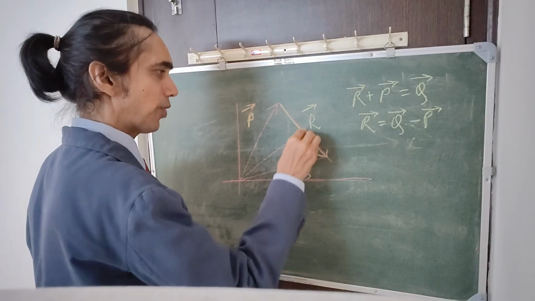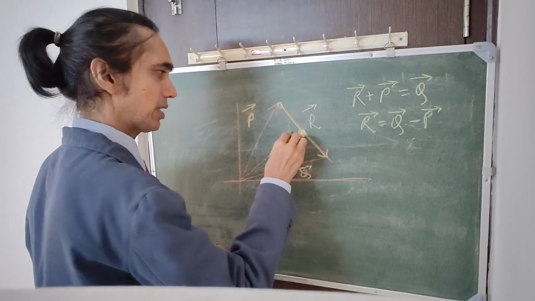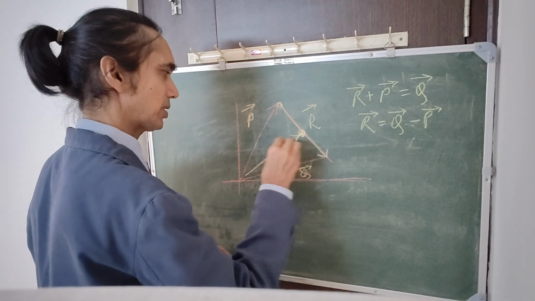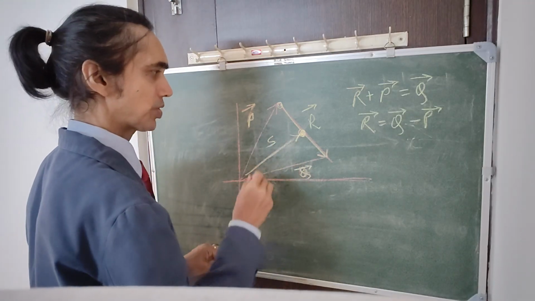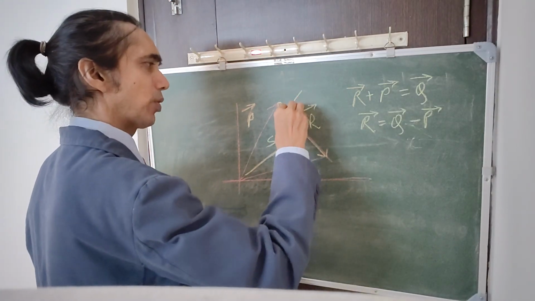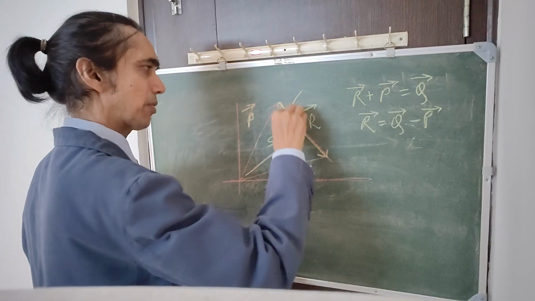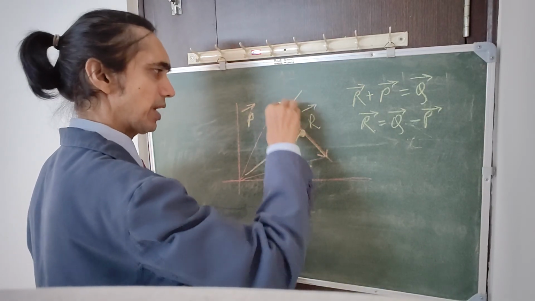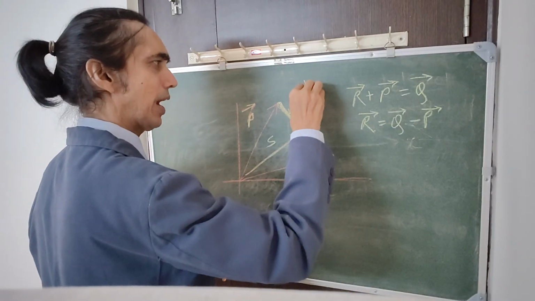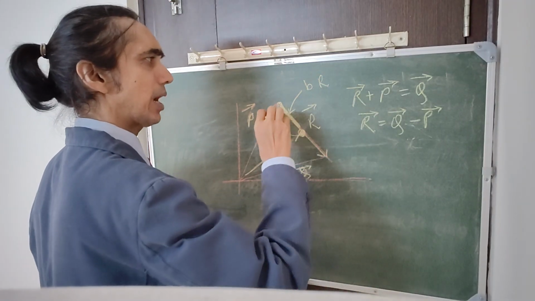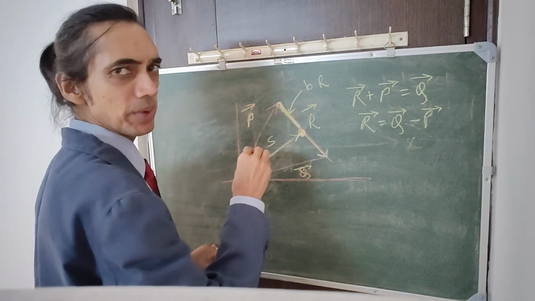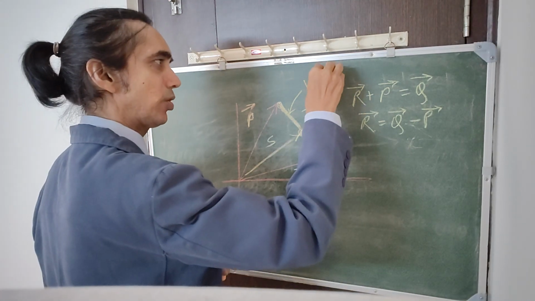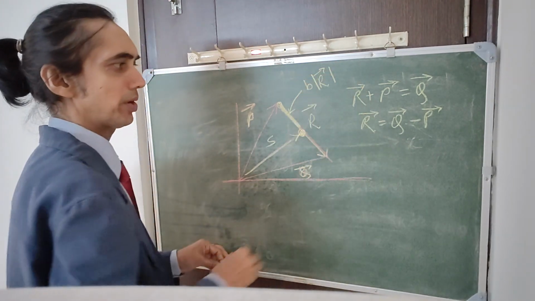Now this part from here to here, this certainly is S. Let me mark this as S. So this is S to us, between P and Q. This part, only this part, is given to us as B multiplied with R. So B into R is what this part is given to us.